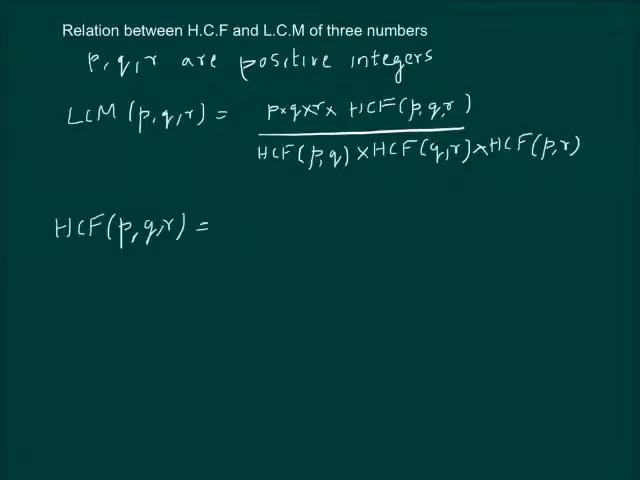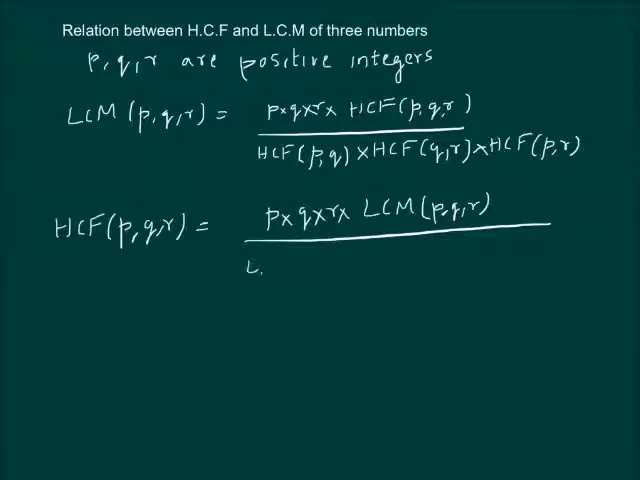Similarly, HCF of P, Q and R will be given by P multiplied by Q multiplied by R into LCM of P, Q and R whole divided by LCM of P, Q into LCM of Q and R into LCM of P and R.